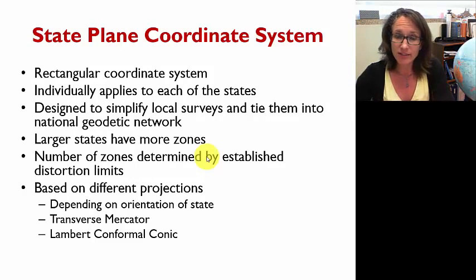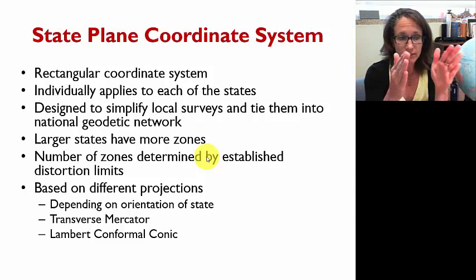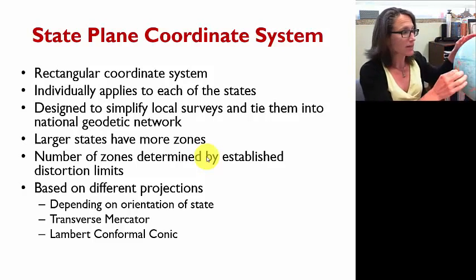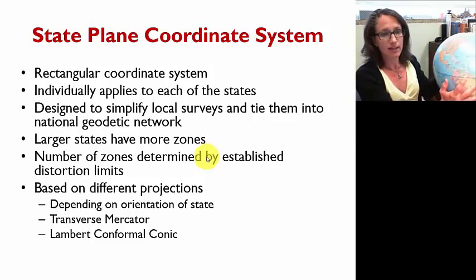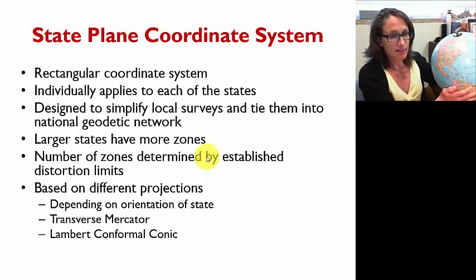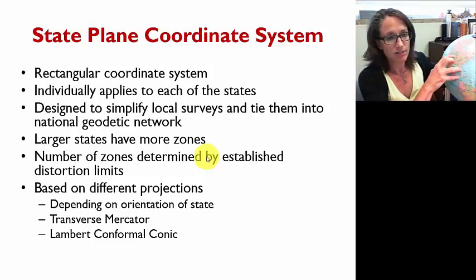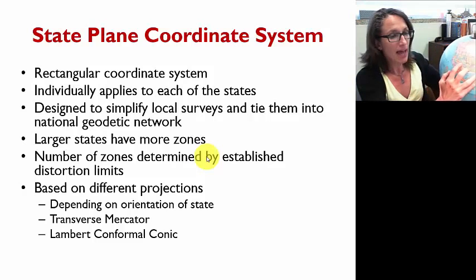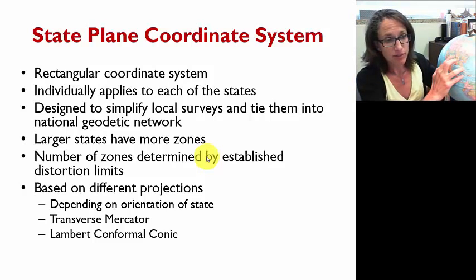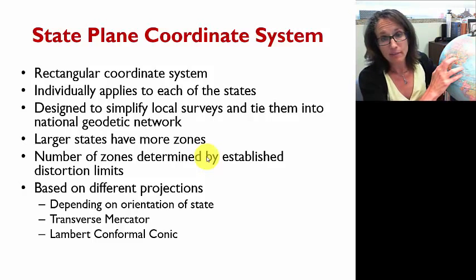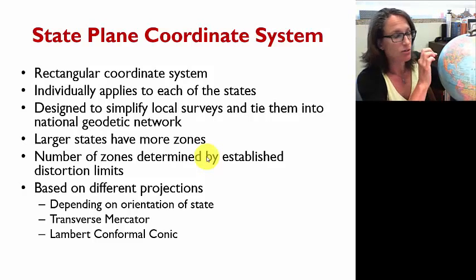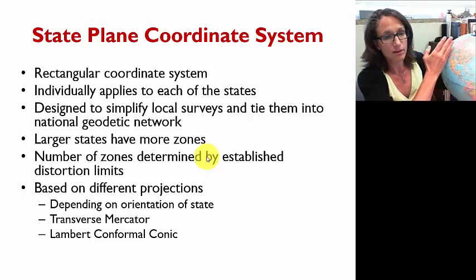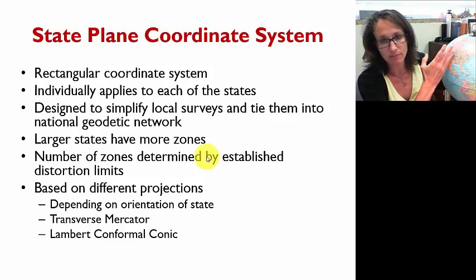And the idea here is instead of projecting strips globally, what they did is they went to the United States and said, okay, let's look at each state and let's think about how we want to best project each state so that we reduce the amount of distortion in the map that we make of each state. So what they did is they chopped each state up into skinny zones, and those zones either run east-west or they run north-south depending on the shape of the state.